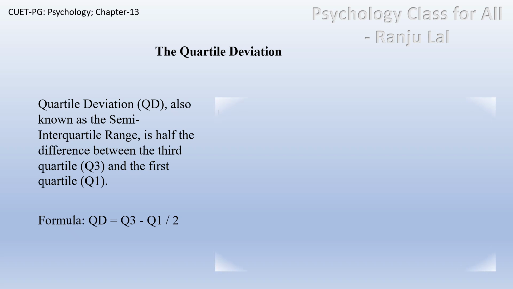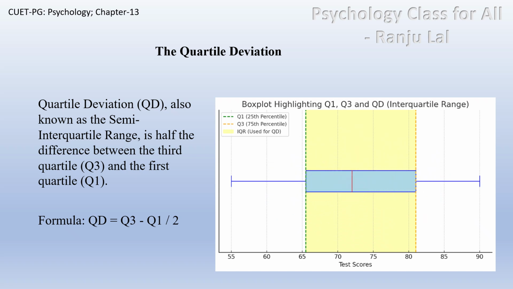Let's understand it with a visual help. Here is a box plot that highlights Q1, that is the 25th percentile, with a green dashed line, and Q3, the 75th percentile, with an orange dashed line. The shaded yellow region shows the interquartile range, which is used to calculate the quartile deviation, that is (Q3 minus Q1) divided by 2. So this visualization helps in explaining how QD focuses on the central 50% of the data while ignoring extreme values.